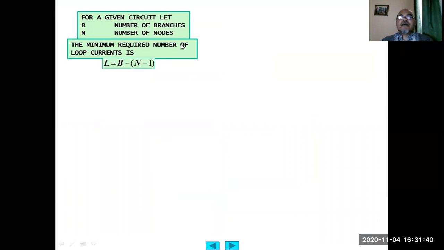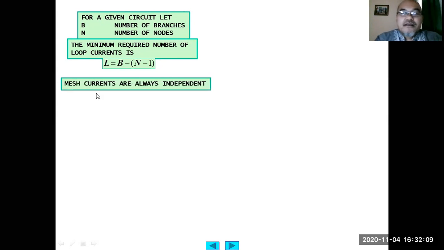So for a given circuit, if B is the number of branches and N is the number of nodes, then the minimum required number of loop currents can be calculated by L equals B minus (N minus 1), or L equals B minus N plus 1. The number of branches minus the number of nodes plus 1. Mesh currents are always independent, because they do not enclose any other loop, so they do not interfere with each other.